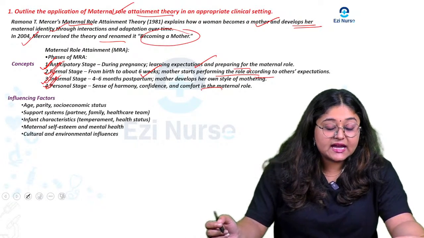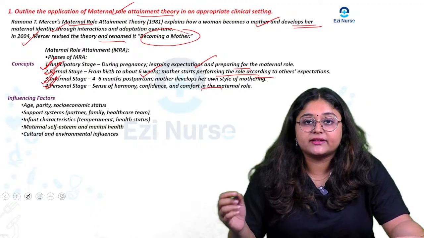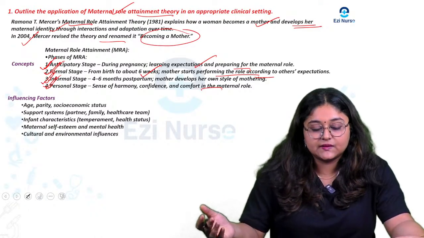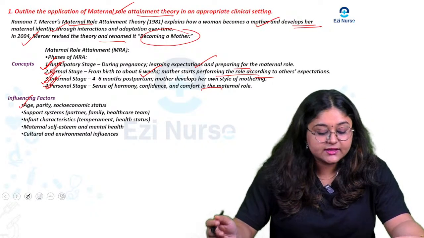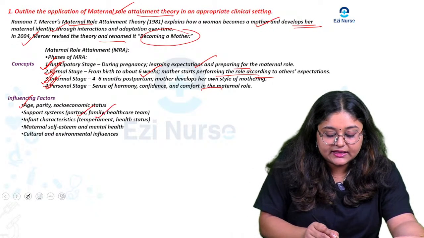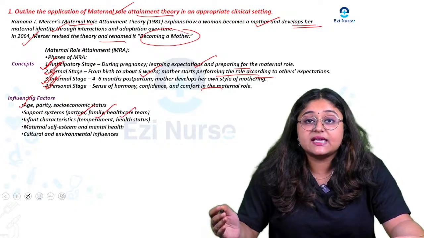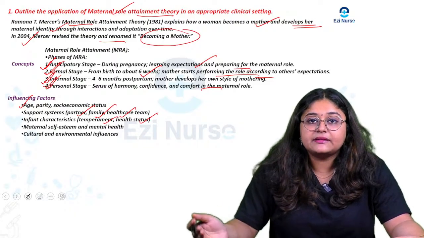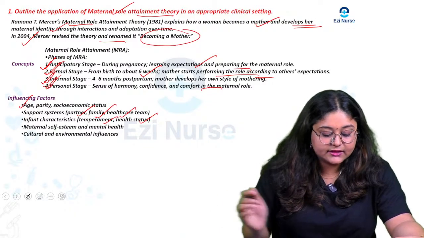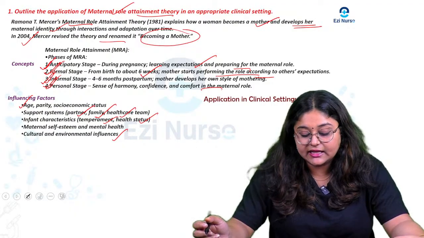Now come to the next, the influencing factors. What factors influence the mother in maintaining this role? First is age, parity, and socio-economic status. Next is the support system, like partner, family, and healthcare team. Next are the infant characteristics, for example temperament, then health status, maternal self-esteem, and mental health. Next are the cultural and environmental influences.